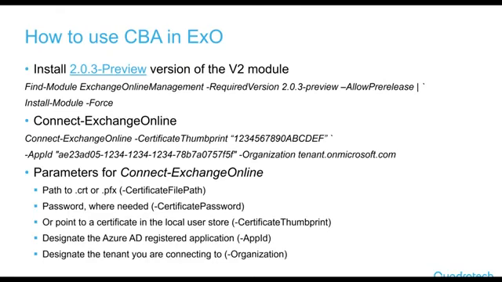So if instead of pointing to a certificate thumbprint, you want to point to a file stored on the local file system, you can use the certificate file path. If this is a password protected file like a PFX container where the certificate is located inside it, you might also need to provide a password, which is done via the dash certificate password parameter. The certificate thumbprint we already covered, just point to a certificate stored in the local user store, and the rest are the application ID and the organization here.